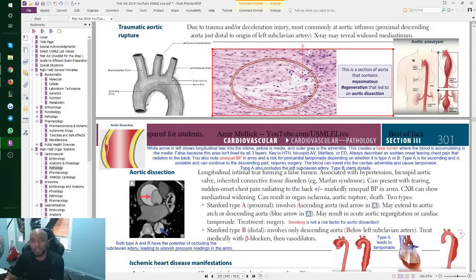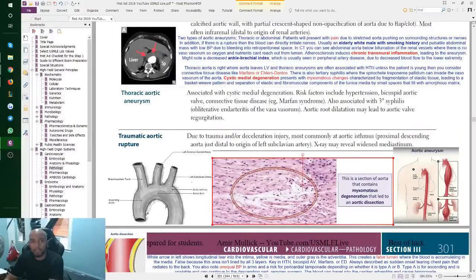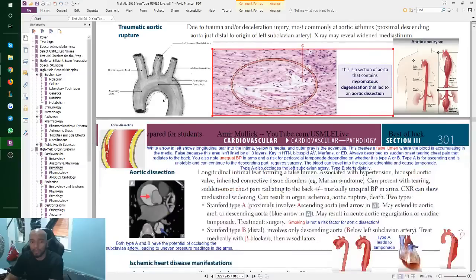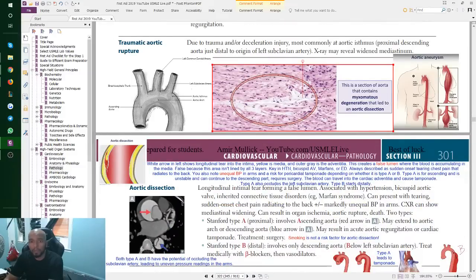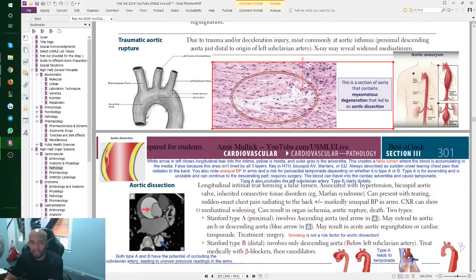This here is the myxomatous degeneration that you're going to see when we get to aortic dissection. Myxomatous degeneration is also the same stuff you see in a thoracic aortic aneurysm from Marfan and connective tissue disease. Cystic medial degeneration. So you can see myxomatous degeneration in thoracic aortic aneurysm too, but here we're talking about it in the sense of aortic dissections. That's the next issue.